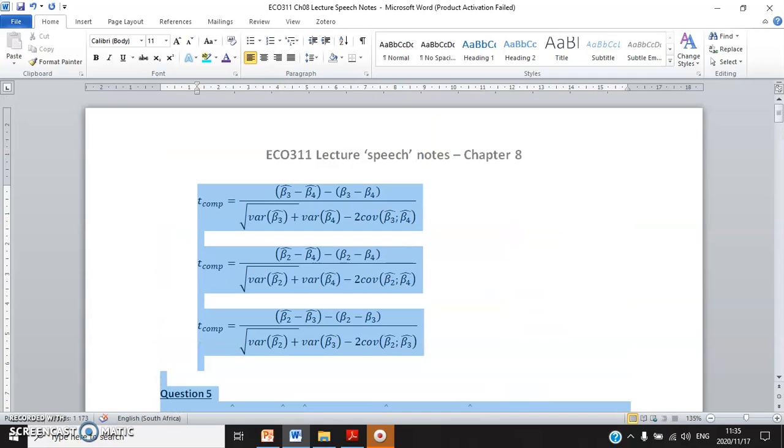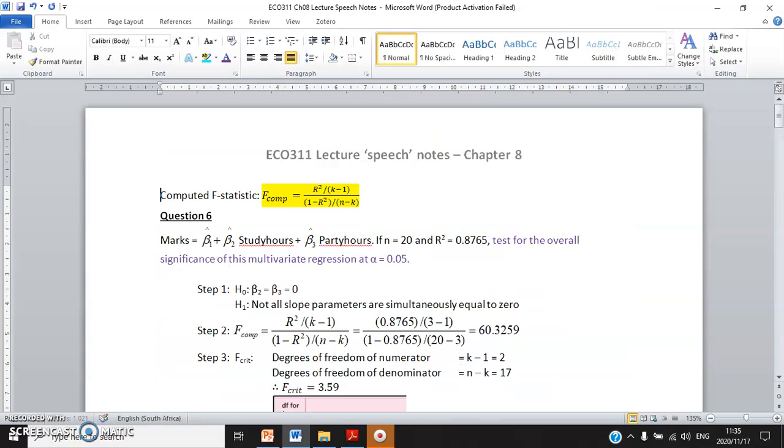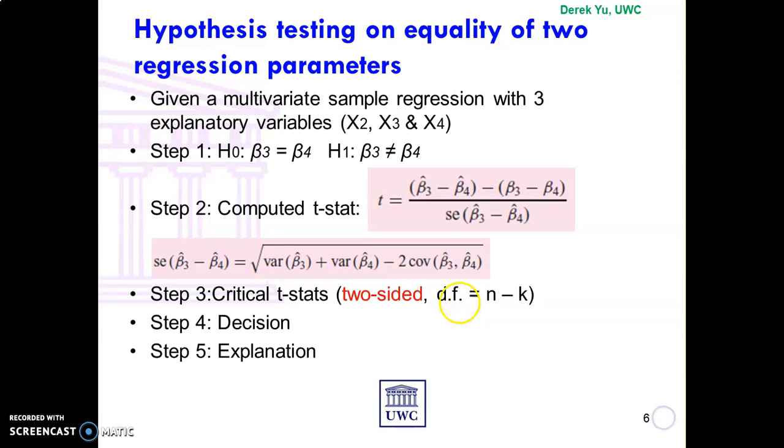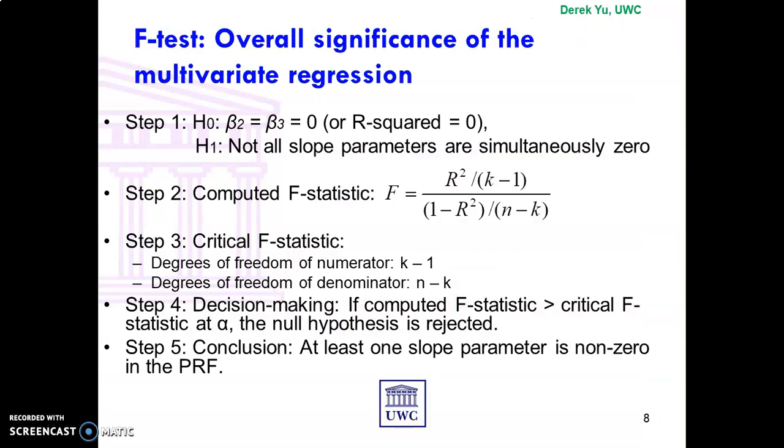Okay. Then we can move on to the F test. So I'm going to start with the easiest F test, on the overall significance of multivariate regression. In other words, I want to know for the multivariate regression, would at least one explanatory variable make sense? In other words, I want to see if R squared would be greater than 0.